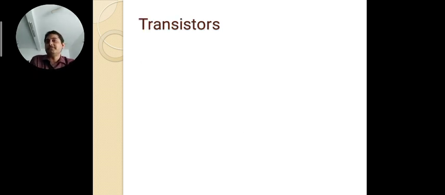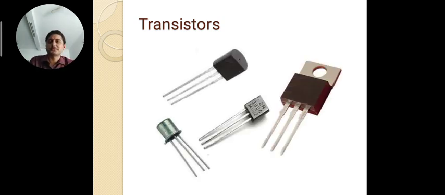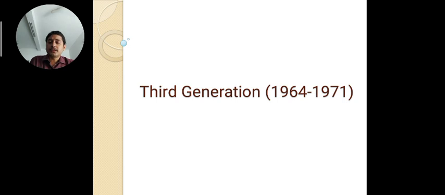Now we will see the figure of transistor, how the transistors look like. I think some of you are familiar with this transistor, but still we will have a look at the images. These are the transistors. Okay, let's see. Third generation was known as from 1964 to 1971.